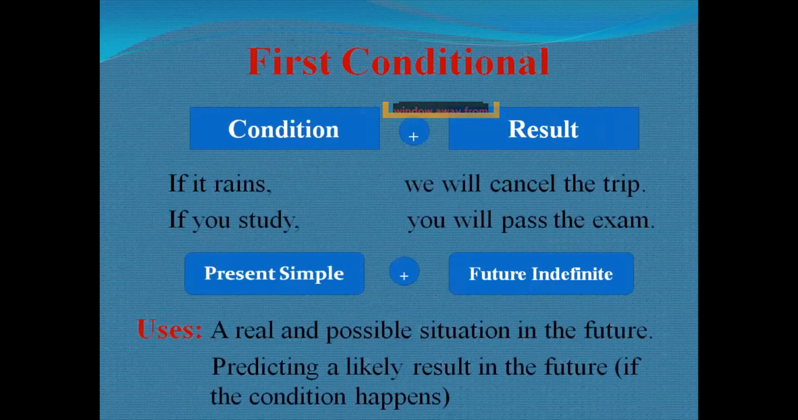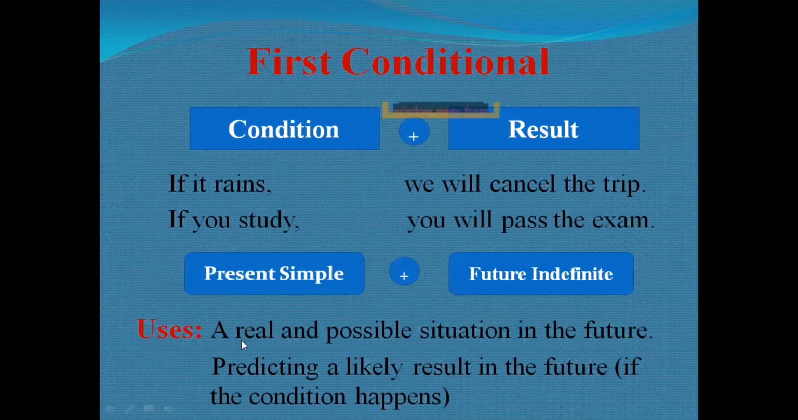Now let's discuss first conditional. Again, there is a condition and a result. How we express the condition and the result is given here. We express our condition in first conditionals with the help of simple present, and we express our results with the help of future indefinite. If it rains, we will cancel the plan. If you study, you will pass the exam. So the condition in both sentences is expressed using simple present tense, and the results in both sentences are expressed in future indefinite tense.